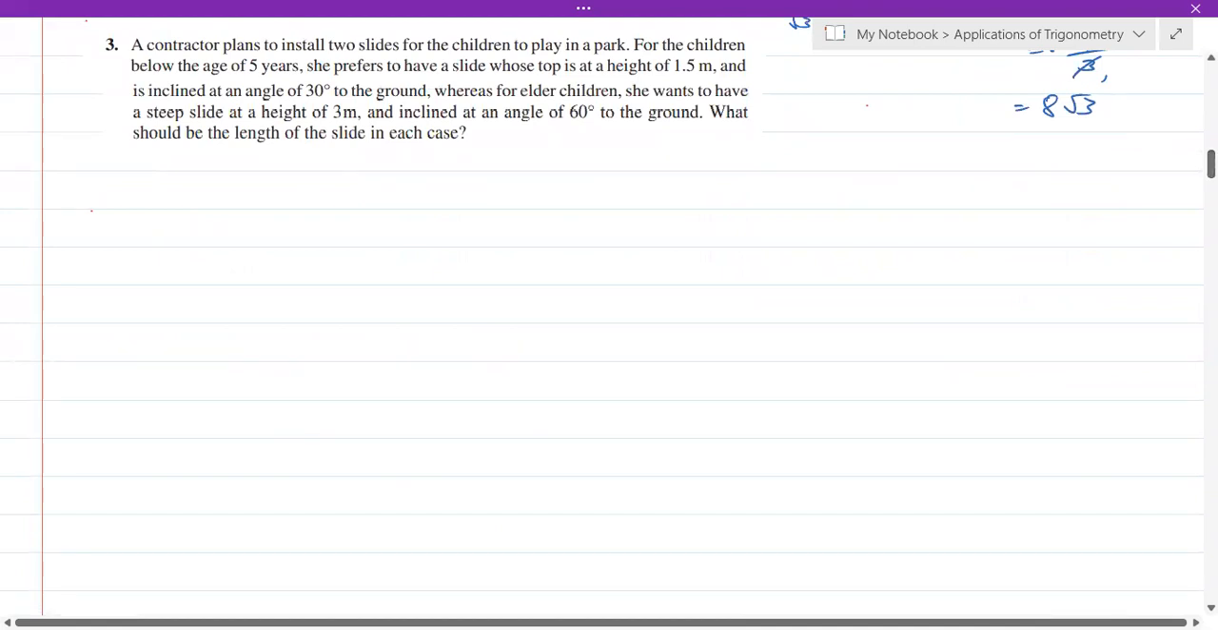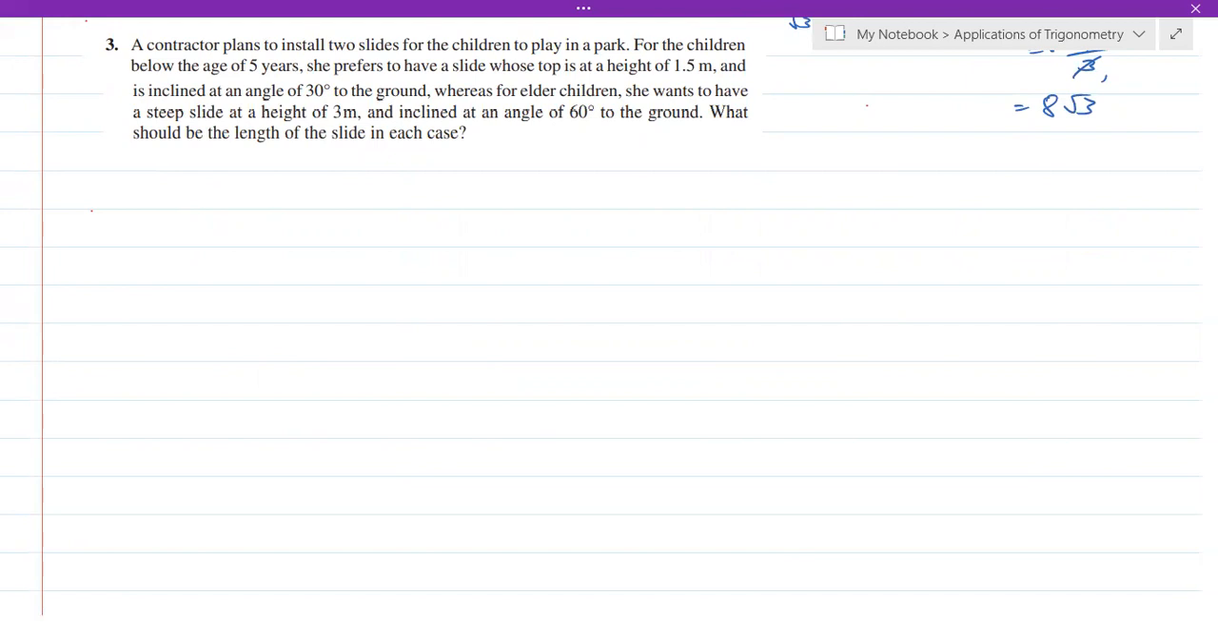In the next question, a contractor plans to install 2 slides for the children to play in the park. So he's installing 2 slides. Not 1 slide, 2 slides. For the children below the age of 5 years, she prefers to have a slide whose top is at a height of 1.5 meter and is inclined at an angle of 30 degree. Whereas for the elder children, she wants to have a steep slide at a height of 3 meter and inclined at an angle of 60 degree to the ground. What should be the length of the slide in each place?